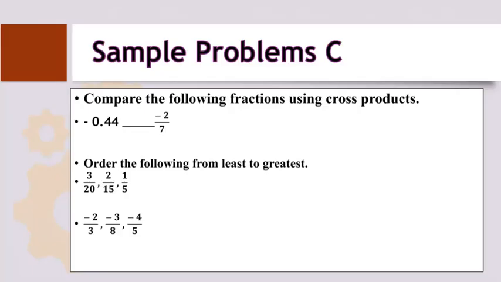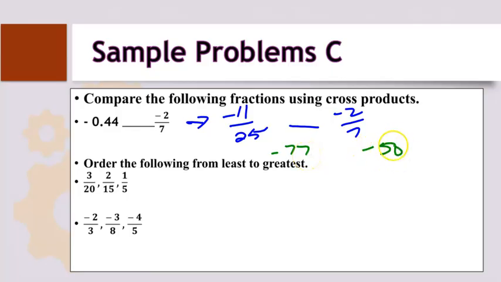Next, compare the following fractions using cross products. Now, -0.44 is not a fraction, it's a decimal. But if I put it as a fraction, this is really -11/25 compared to -2/7. Now, if I cross multiply, this would give us -77, and this side would give us -50. -50 is larger than -77, so we would have -2/7 is larger than -0.44.